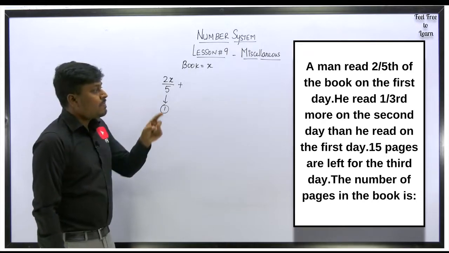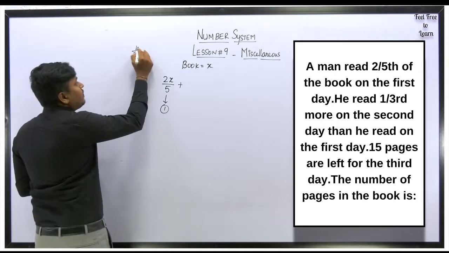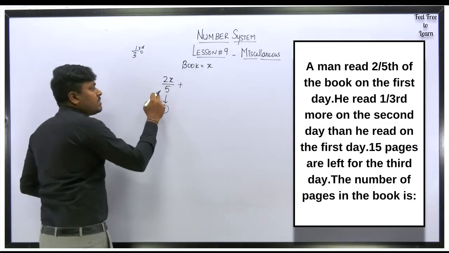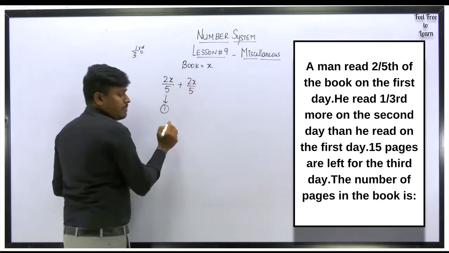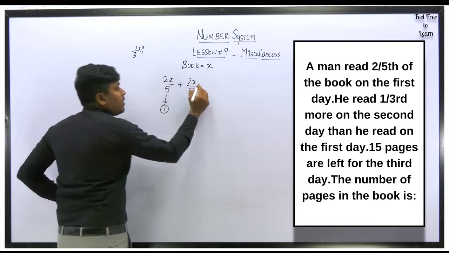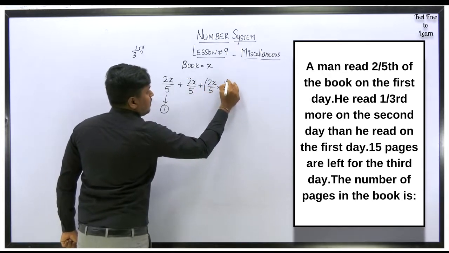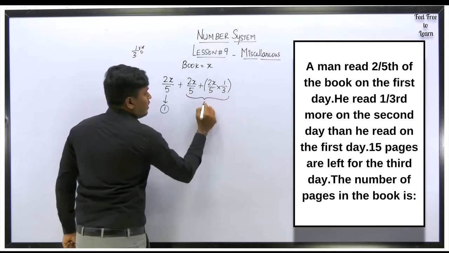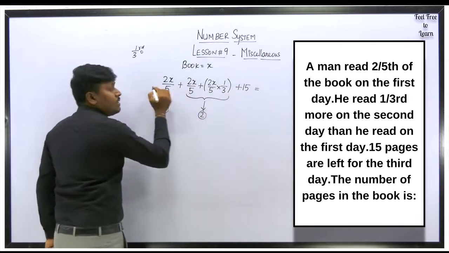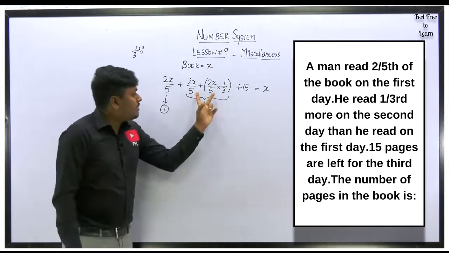Second day, what they are saying is, he read 1/3 more. Got it? Listen carefully. 1/3 more than what he read on the first day. On the first day he read 2x/5. Out of this 2x/5, he is additionally reading 1/3 more. So what you need to do, just listen here, plus 2x/5 into 1/3. So this complete part will be on the second day. And on the third day 15 pages were left. So if you add all the totals, the resultant will be the total number of pages in the book. Most of the students will get confused in this part.